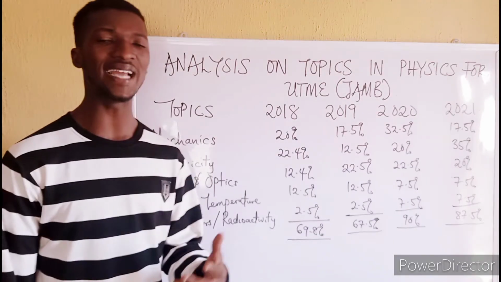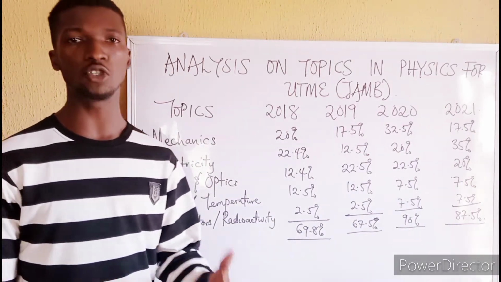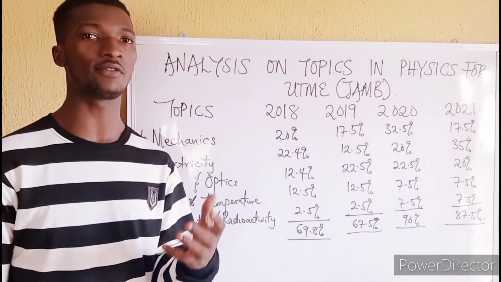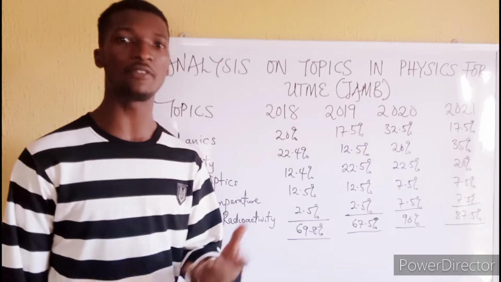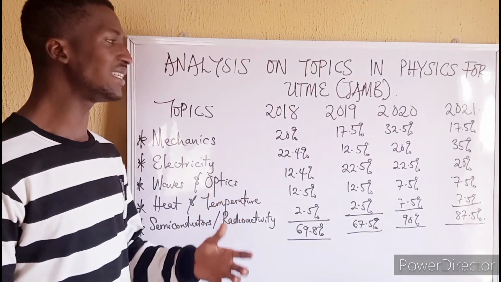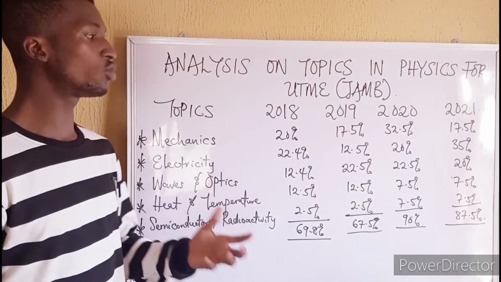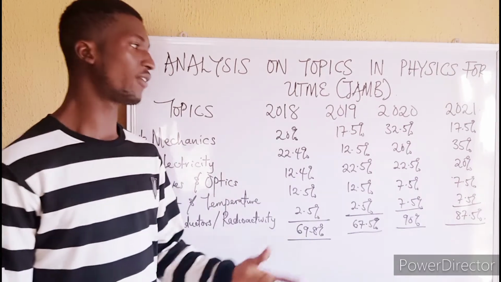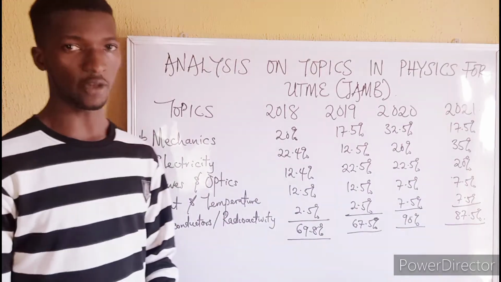We also talk about the aspect of heat and temperature. Heat and temperature is also one of the major aspects you must pay attention to in preparation for physics, because in year 2018 it gave about 12.5%, and in year 2019 it gave about 12.5% as well. In year 2020 it gave about 7.5%, and in year 2021 it also gave about 7.5% of all the questions presented to you in that particular year.